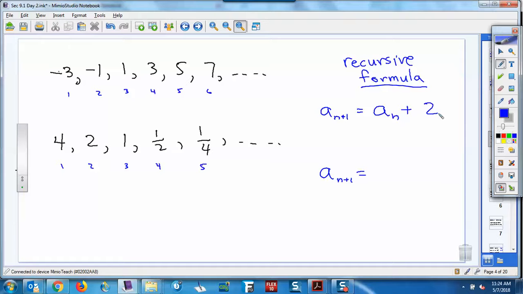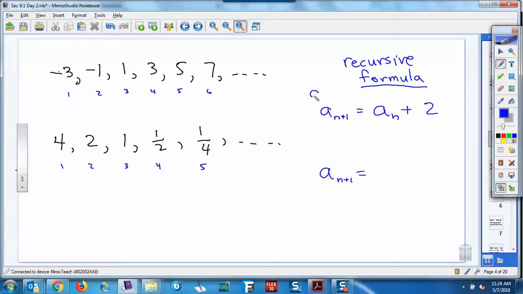This recursive formula does not find a certain term for us. It finds the next term. That's all it does. Okay? And again, some of you, I get it if you like to plug in, but I think it would be better if you can avoid that. But if you need to, that's fine. So let's look at this.